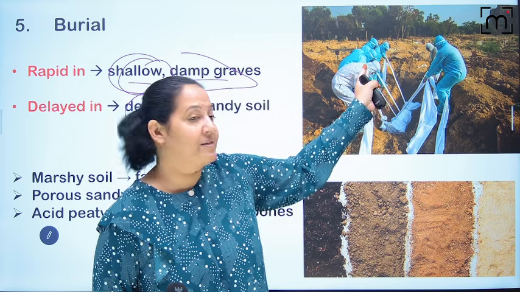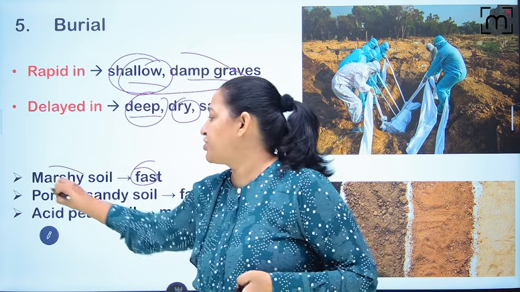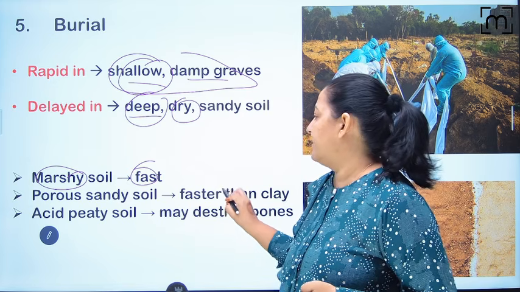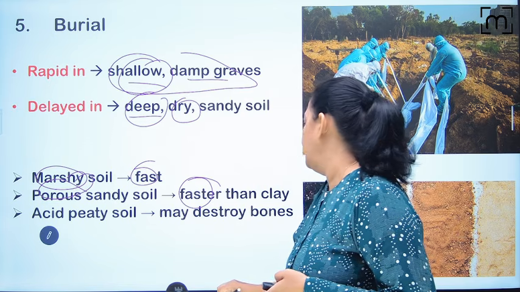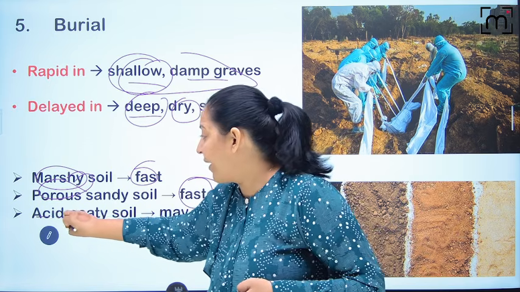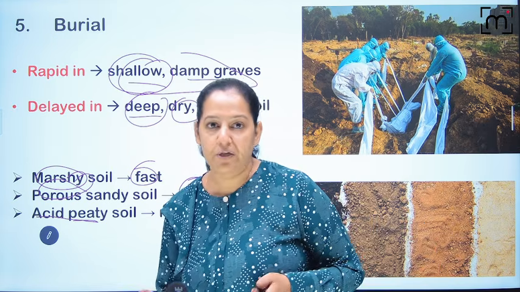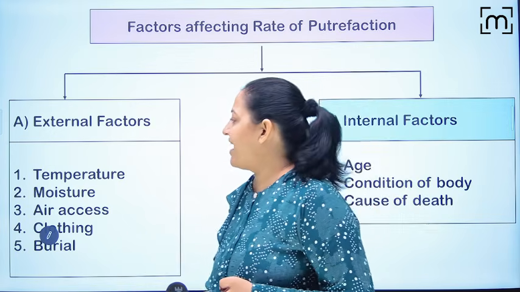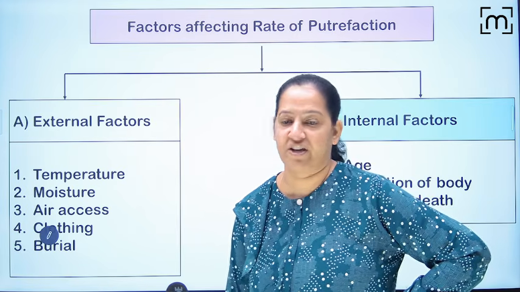There are various types of soils in which the burial of the dead bodies is done. It is fastest in the marshy soil, and a little bit less than that, faster in the porous soil. If the soil contains acid, it can destroy even bones. So it depends from soil to soil. That is the burial. These are the 5 external factors which decide the rate of putrefaction.